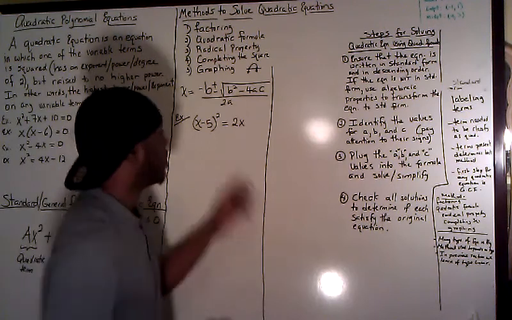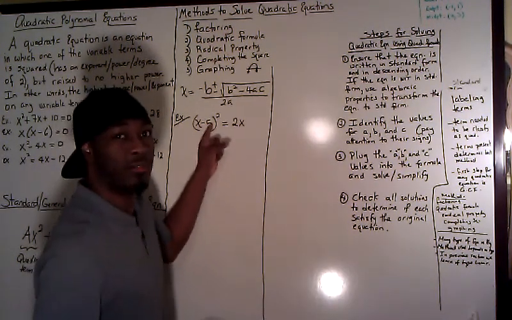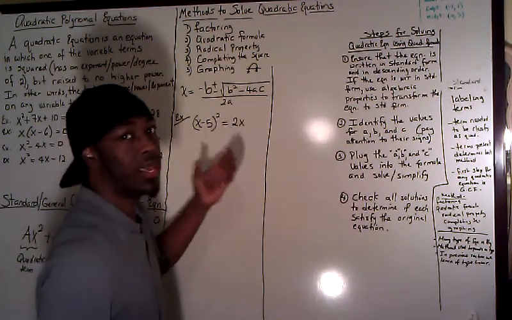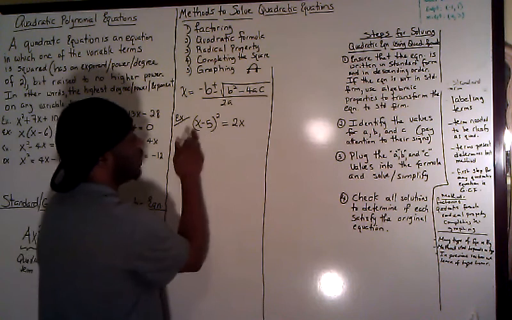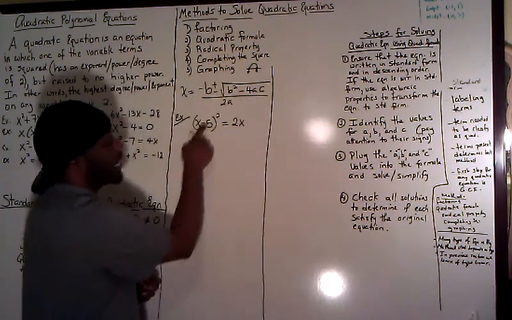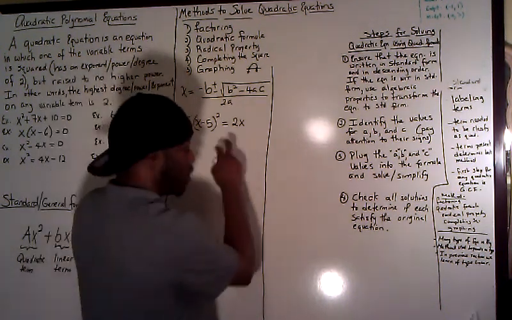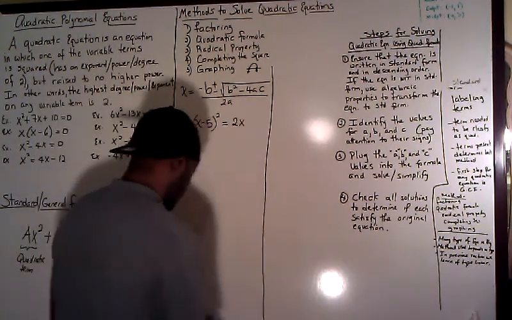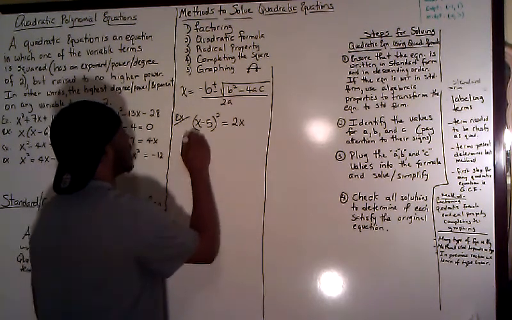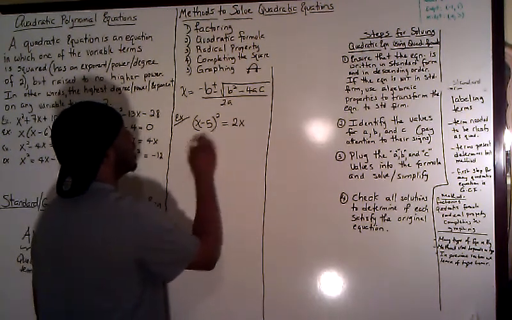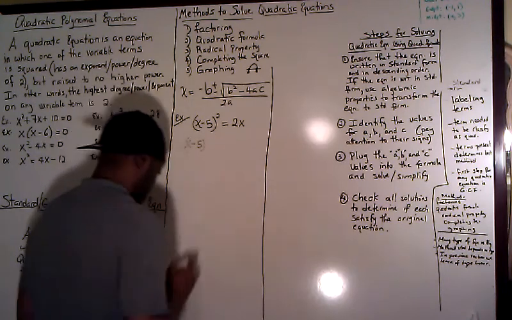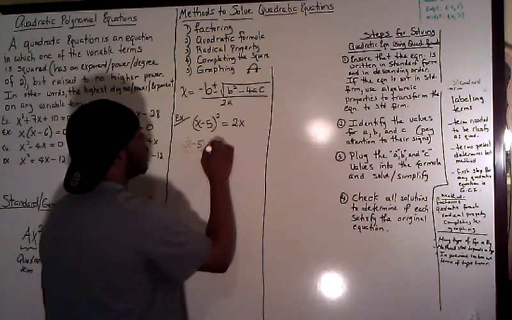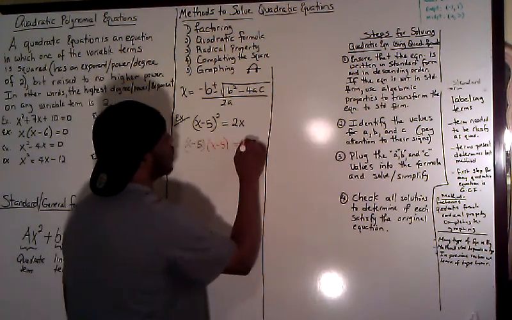In order for us to do that, we have to go ahead and FOIL this out. As long as we FOIL this out, we'll be able to identify our like terms. So the first thing I'm going to do is rewrite this binomial square as the product of two binomials. I'm going to rewrite it as x minus 5 squared, which is x minus 5 times x minus 5, equals 2x.